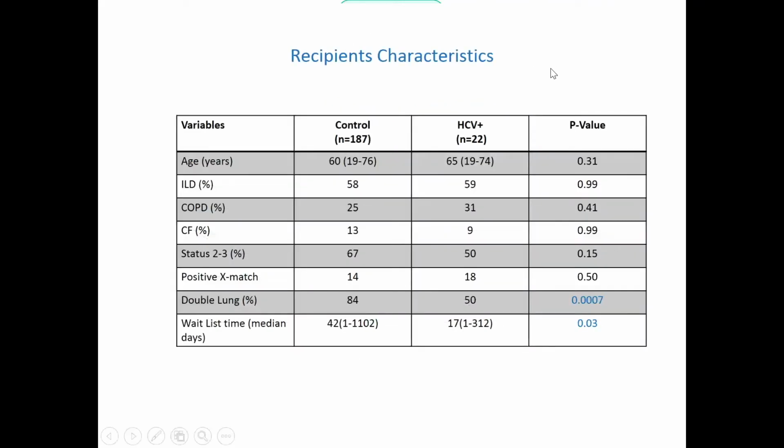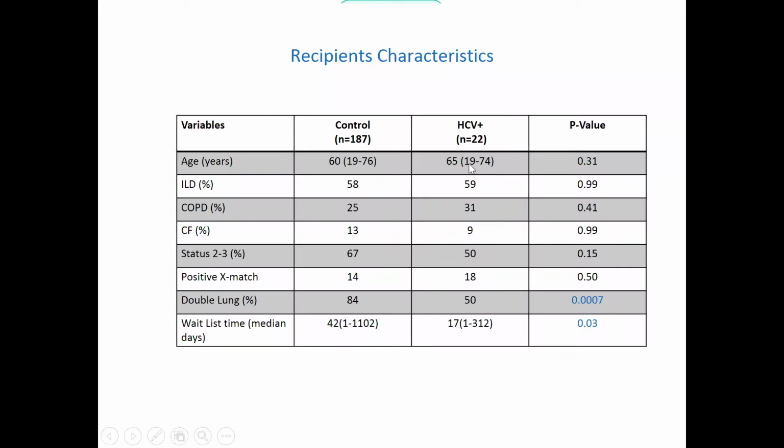This is the recipient characteristics, and they were all pretty comparable for the most part. What was interesting is that even a lot of our older recipients didn't have a problem consenting for hepatitis C positive organs. In fact, they were quite open to it. And in many cases, it was our younger potential recipients who didn't feel comfortable getting a hepatitis C positive organ.